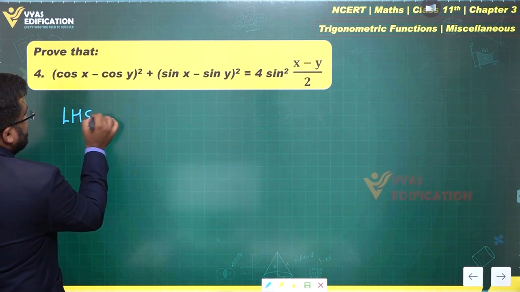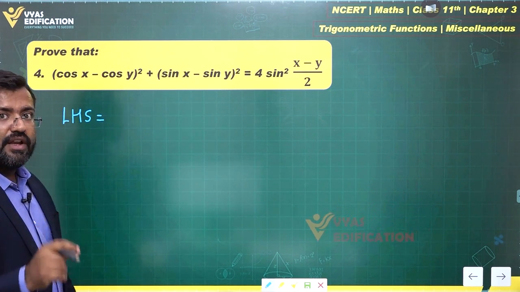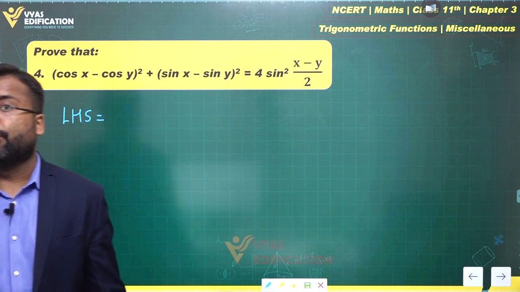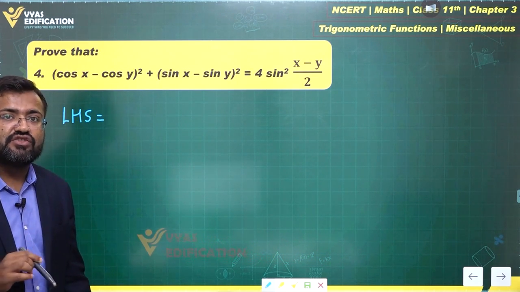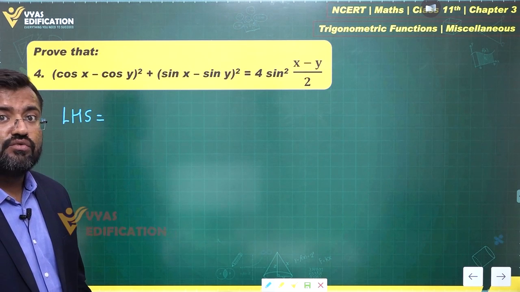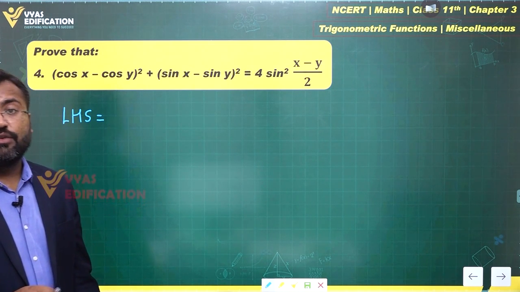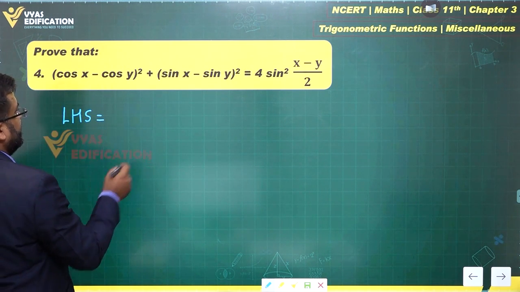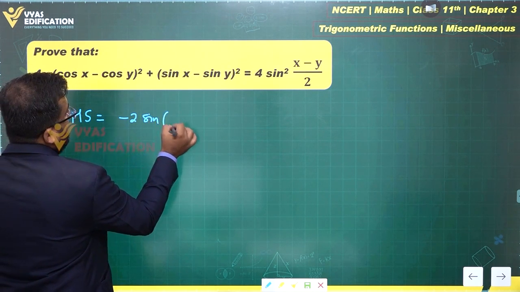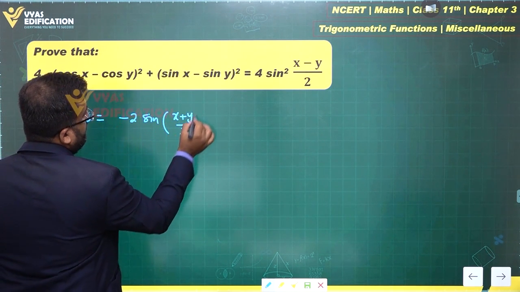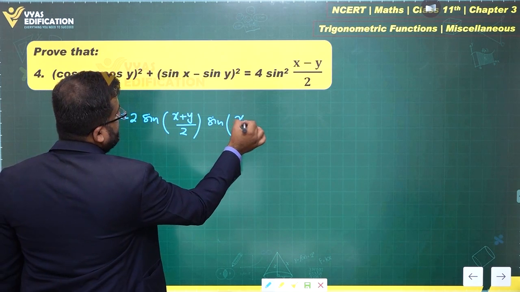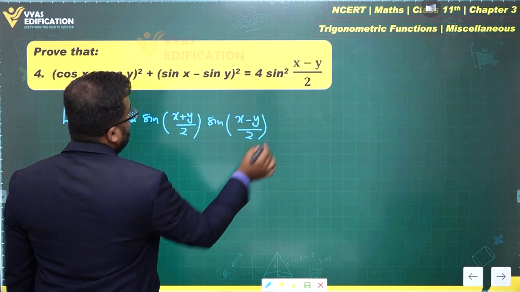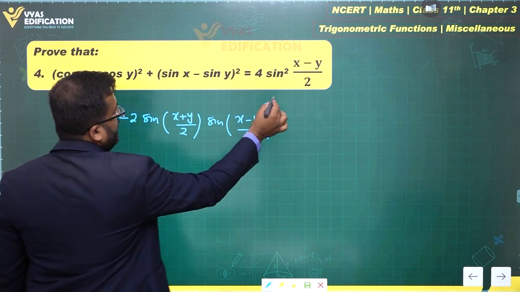What do we have in the LHS is (cos x minus cos y) whole square. What is cos x minus cos y equal to? This is cos c minus cos d, which is equal to minus 2 times sin (c plus d) by 2 sin (c minus d) by 2. This will have 2 sin terms. Minus 2 times sin (x plus y) by 2 sin (x minus y) by 2. And you have a whole square at the top.